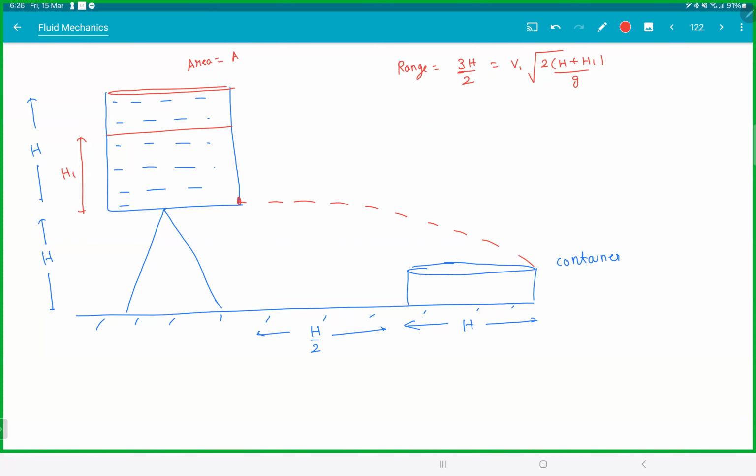And what is v1? v1 is nothing but, so this would be 3h by 2. v1 will be root over 2g into h minus h1, into root over h plus h1 by g. g will cancel, square on both the sides. 9h square by 4 is equal to 4 h square minus h1 square.